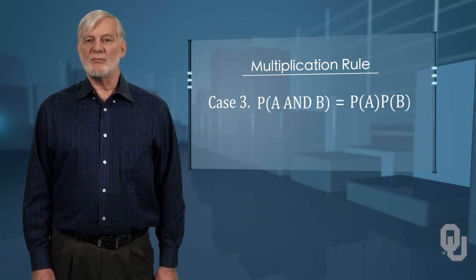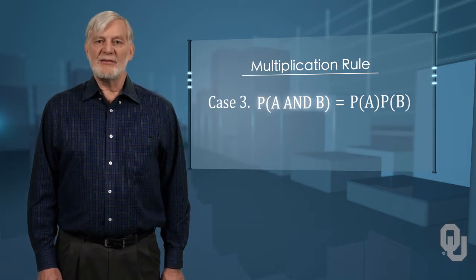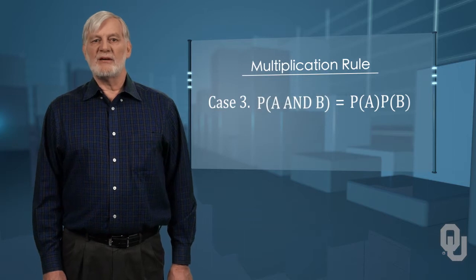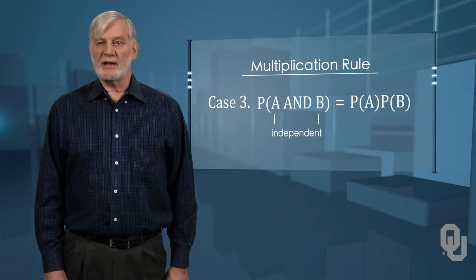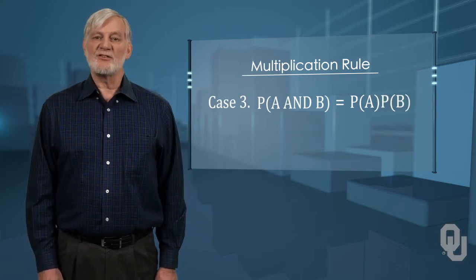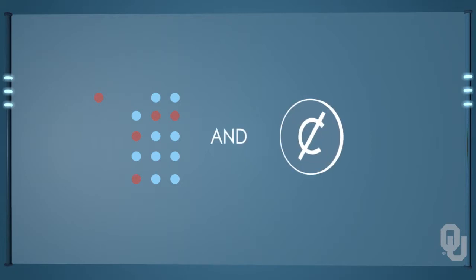The way we read case 3 above is: the probability of event A happening and event B happening is the probability of A times the probability of B. This is true only if the events are independent. As an example, what is the probability of drawing a red marble from an urn with 5 red marbles and 10 blue marbles, and getting a head on one flip of a coin? These are clearly independent events, and thus we just multiply the two probabilities. 5 divided by 15 times 1/2 equals 1/6.